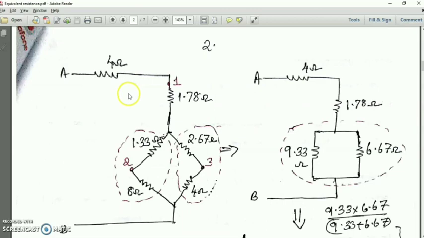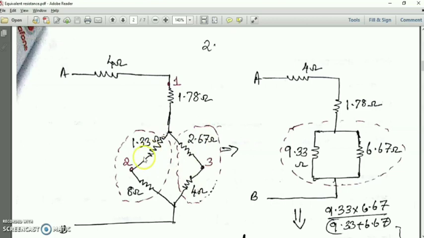Now see what is the next step. When we are connecting it like this, current will come, it will come here, it will split into 2 parts. One through this 1.33, another through this 2.67. So what we see here, 2.67 is in series with 4. Why? The current which is going through 2.67 will flow through 4 ohm also. So these two are in series. 2.67 and 4 are in series.